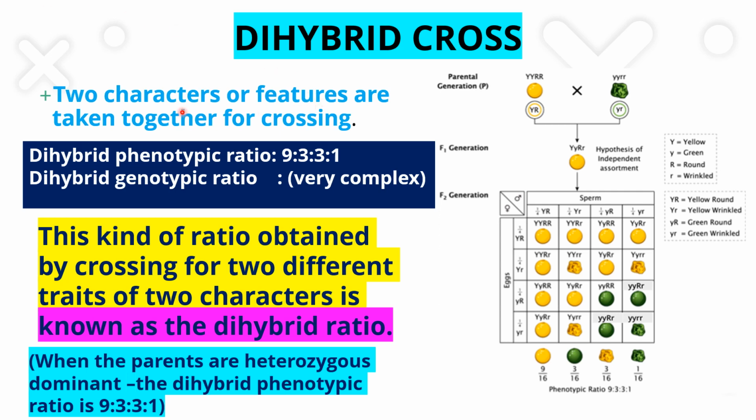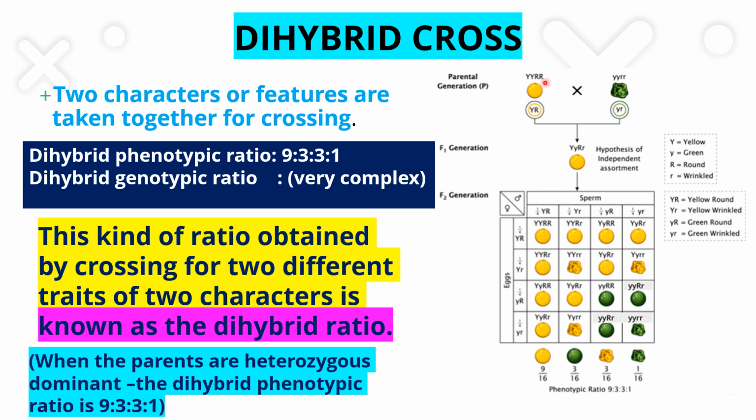Dihybrid cross. Two characters or features are taken together for crossing. That's why that is called a dihybrid cross. Here you can see one example: 2 parents, both having 2 characters, 2 characters for each parent. That's why that is a dihybrid cross. What are the 2 characters we are taking here? Color and shape of the seed.